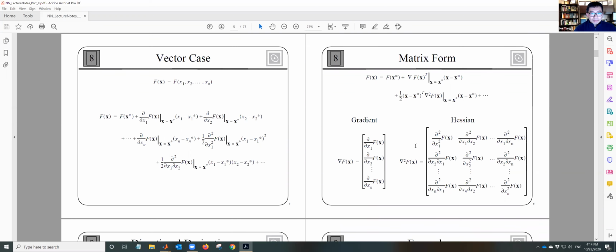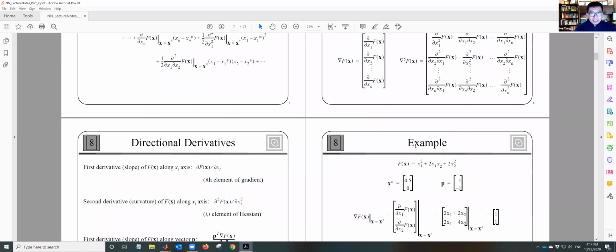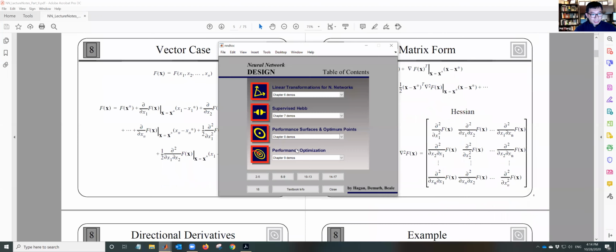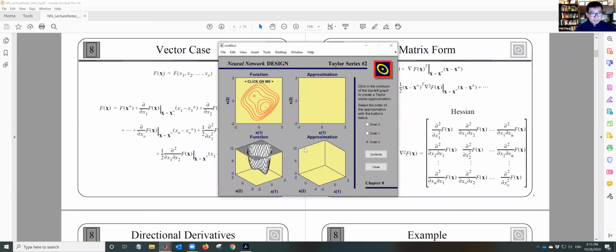Okay, now let's talk about something called first order, second order. If you are interested in looking at this, we looked at it before, right? So this is a function.